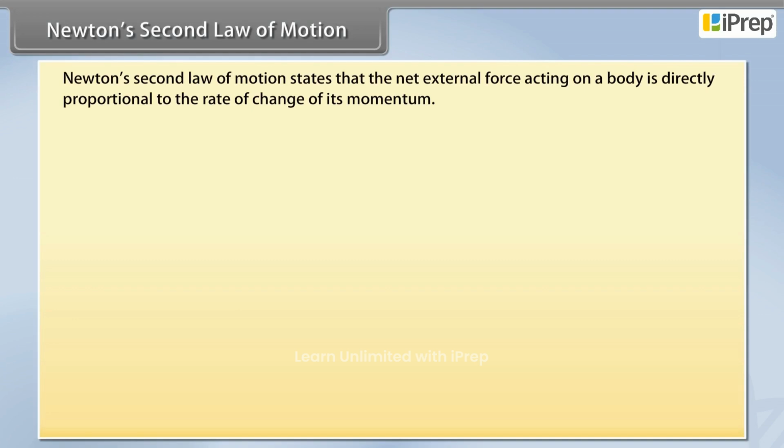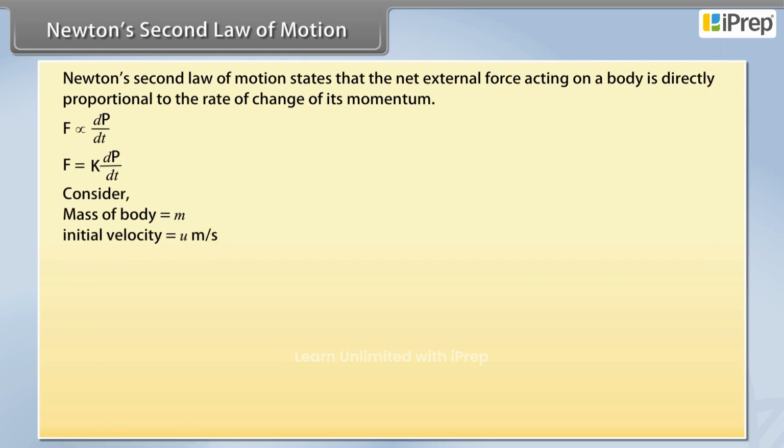Newton's second law of motion states that the net external force acting on a body is directly proportional to the rate of change of its momentum. Its equation is given as: consider a body of mass m initially moving with a velocity of u meter per second.